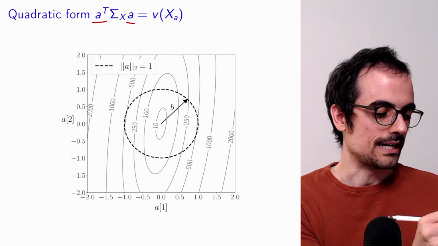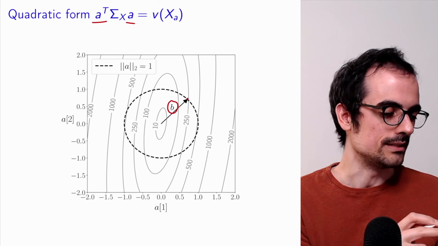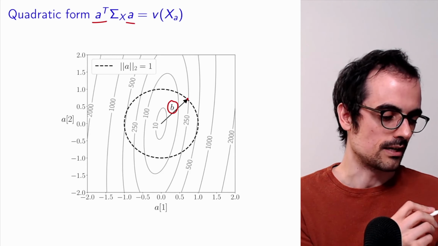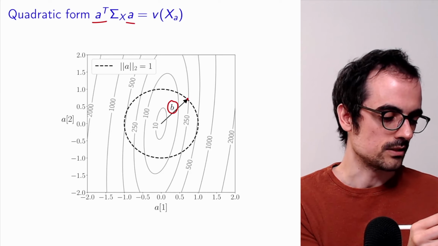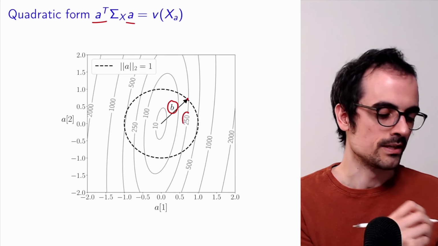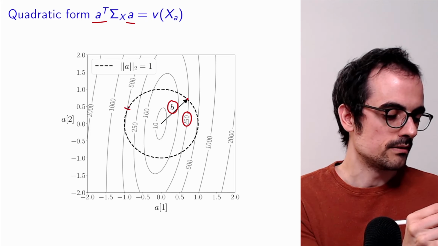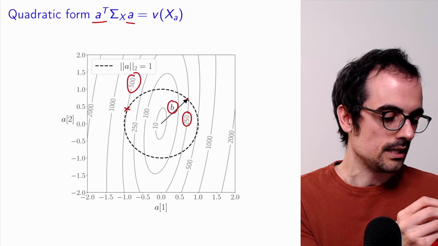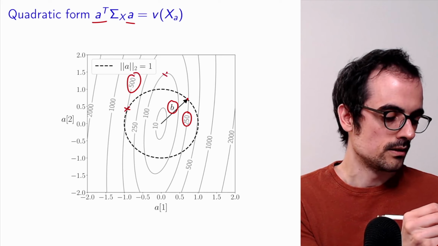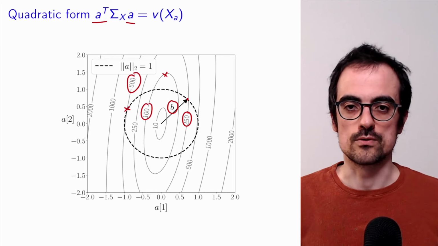So here we have B, which gives us a sample variance of 229. This is why it's there. It's close to the contour line for 250. Here it would be 500. Here, let's say it would be 100, and so on and so forth.